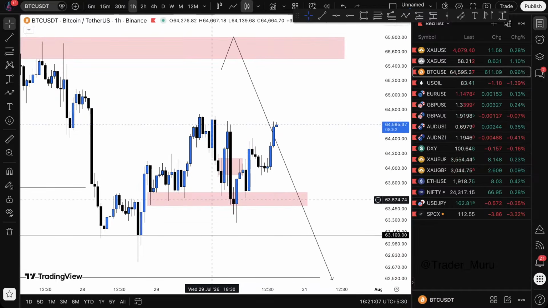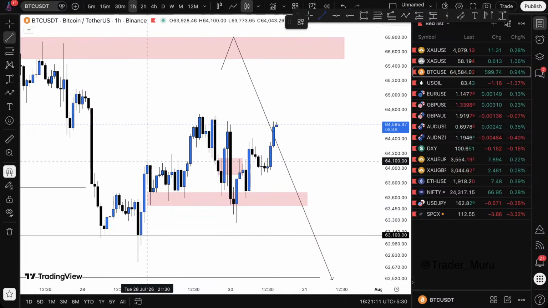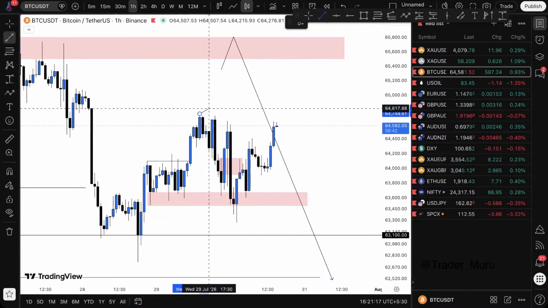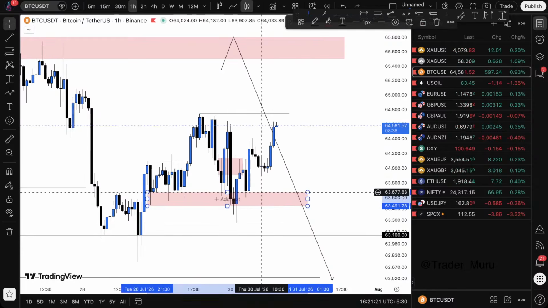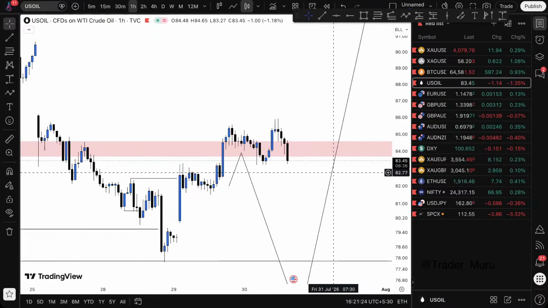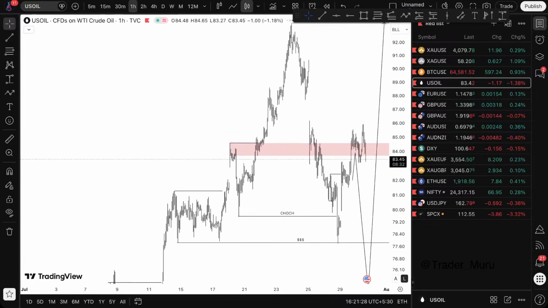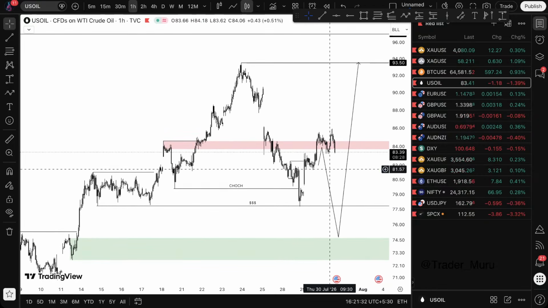BTC is still holding our yesterday's target, which is still this upper red zone. A little bit bullish, price is still holding our bullish level. Oil is still ranging at our structural level. From here we are still bearish. Price should drop to this green zone and from there it can pump again.